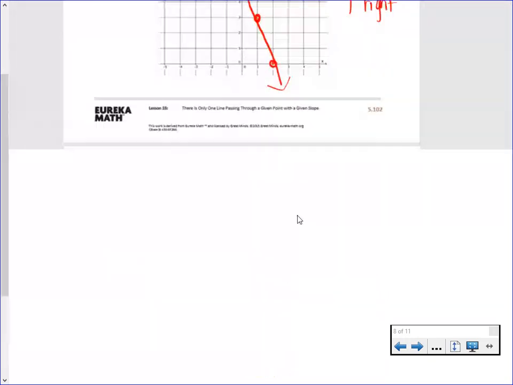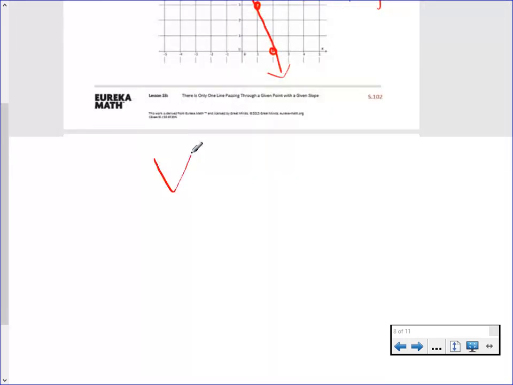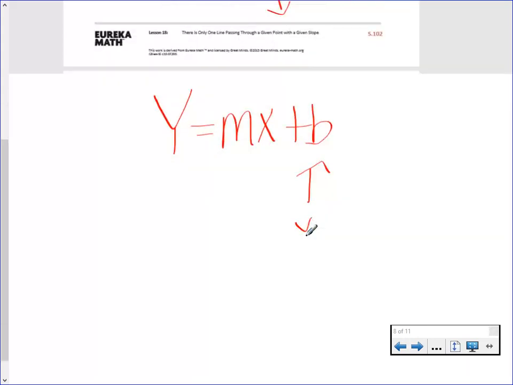So the generic form of this equation is y equals mx plus b. This plus b is your y-intercept, or where you're going to make your first point on your y-axis. This m stands for your slope. We know m is slope. We know b is y-intercept.